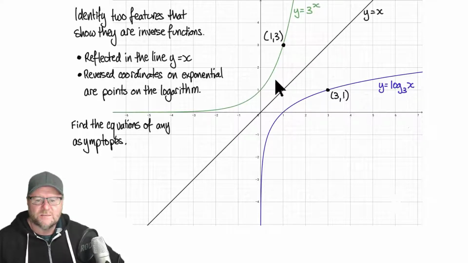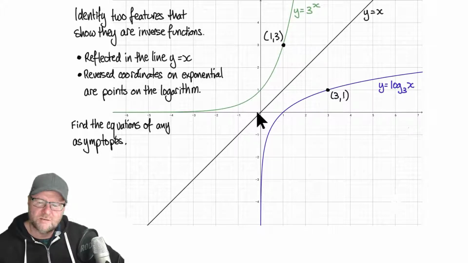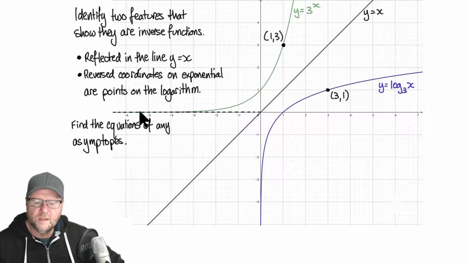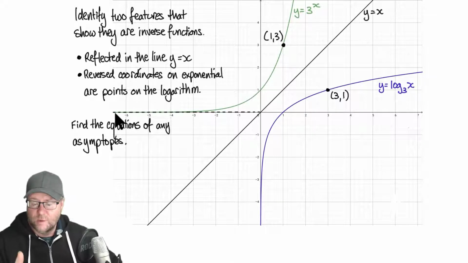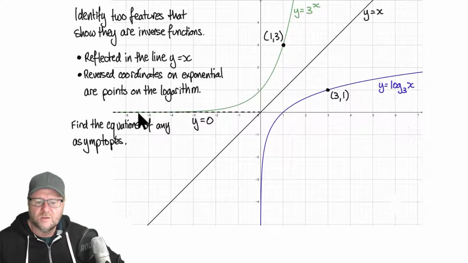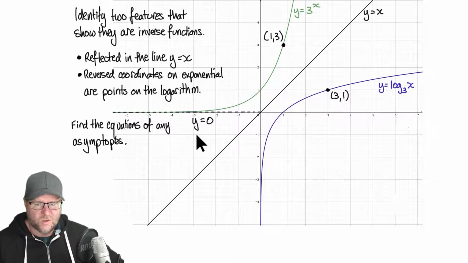Find the equations of any asymptotes. Now, an asymptote is a line that represents something where the function gets really close to it, but never ever touches it or crosses it. So let's have a look. My exponential function, I can see as it comes down here, as my x values get really small, they get closer and closer to the axis, to the y equals 0, but they never ever get there, and we're going to talk about that in a minute and show why that is the case. So there's an asymptote there, and the horizontal line that goes through the y value of 0, cuts the y-axis at 0, has the equation y equals 0.